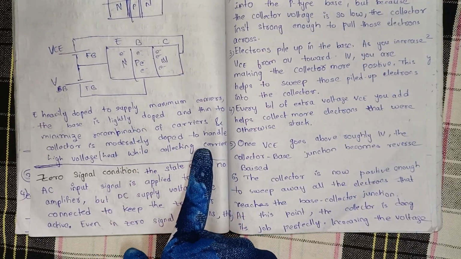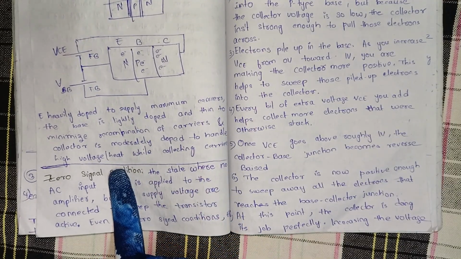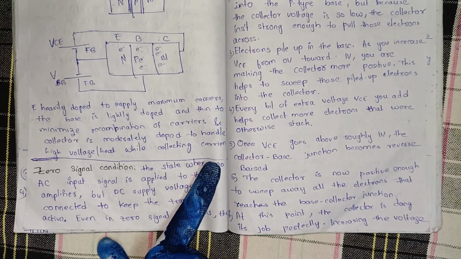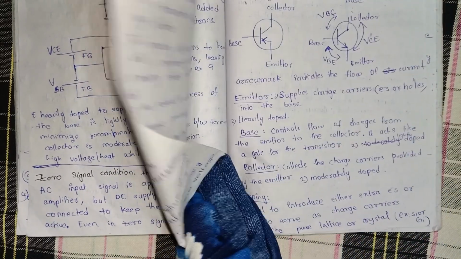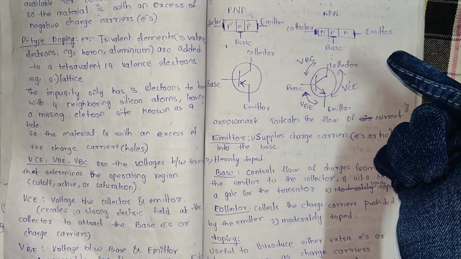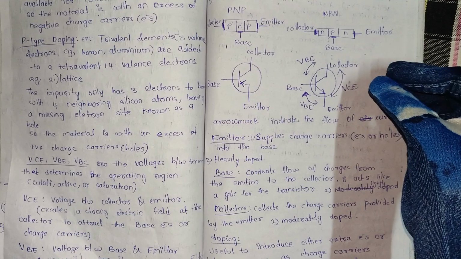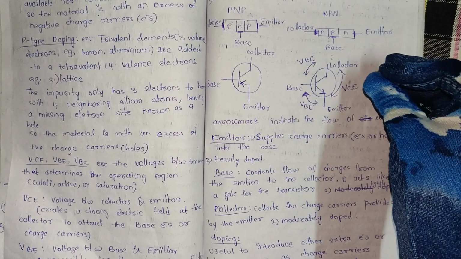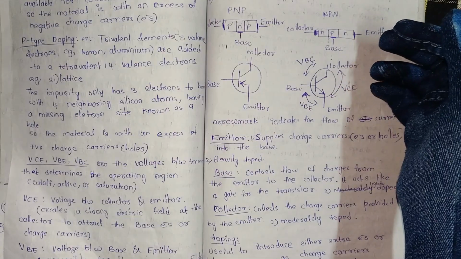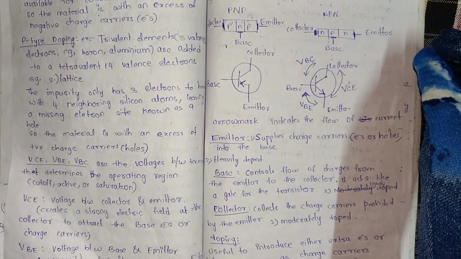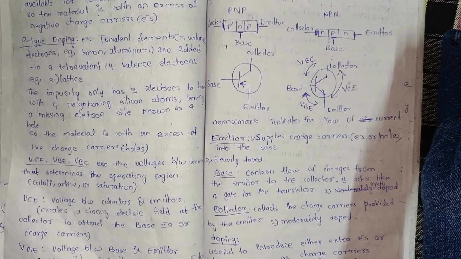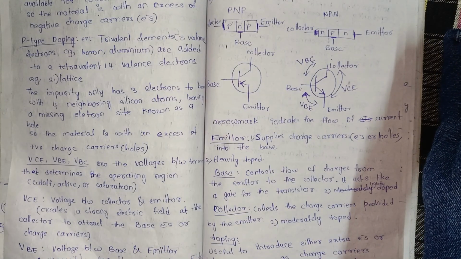Then the collector is moderately doped to handle high voltage or heat while collecting carriers. Okay. What is the collector function? It collects the electrons from the base. So it is moderately doped. Collector is moderately doped, means an average number of extra electrons are added to the collector, which is of n type.